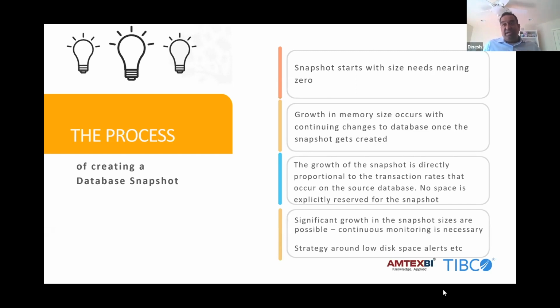You also need a bit of a strategy around low disk space alerts. What we found with our customers is that they have had several low disk space alerts, then they've had a memory allocation type response that helped them settle in that process.